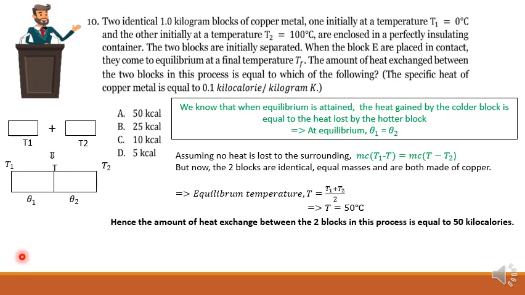And then if we go on calculating, since they are identical. What do we mean by two identical blocks? The blocks have the same properties. They have the same heat capacity, and they have the same masses. So since they have the same properties, the properties will cancel out. That is why we have just the sum of the temperatures divided by 2.